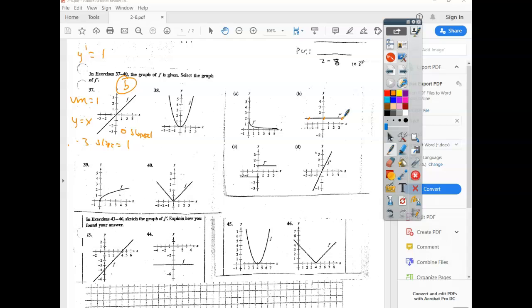Let's look at 38. I'll give you like 30 seconds more because you didn't know about the graphs. I don't know if that will be much.